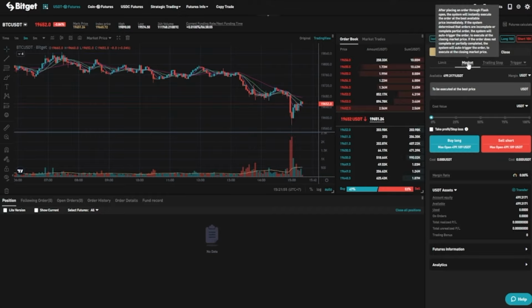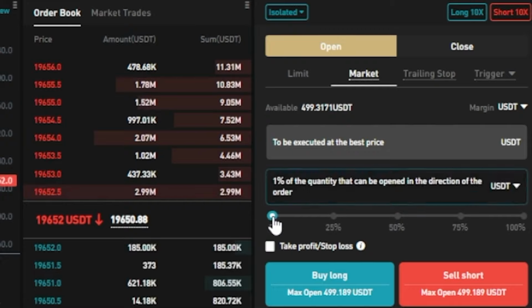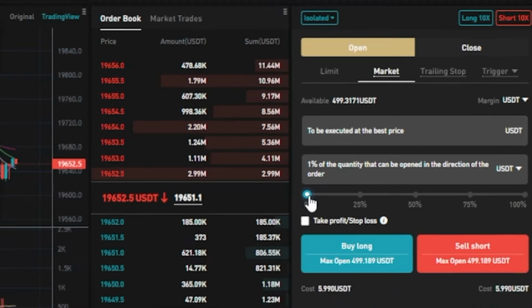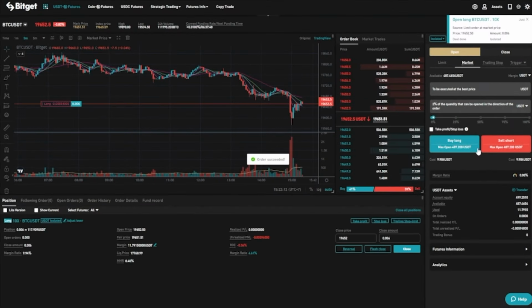Let's talk about the types of orders here. First of all, you have a market order. This is the simplest type of order because they're executed immediately as soon as you press the button. This is at the current market price, so all you need to do is hit market order, set your leverage and the size of your position, and then hit buy to open your position.